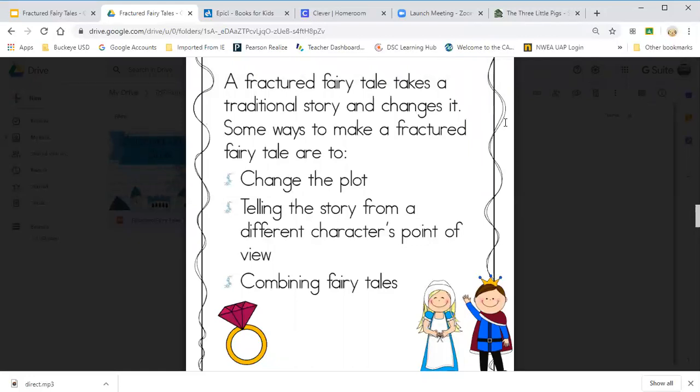You could tell the story from a different character's point of view. You guys read earlier the Three Little Pigs told from the wolf's point of view. There's the Cinderella story told from the stepmother's point of view. There's so many different types of fractured fairy tales that you can find, like Little Red Riding Hood. So you can combine fairy tales that you know into other fairy tales. That's a little bit more difficult.